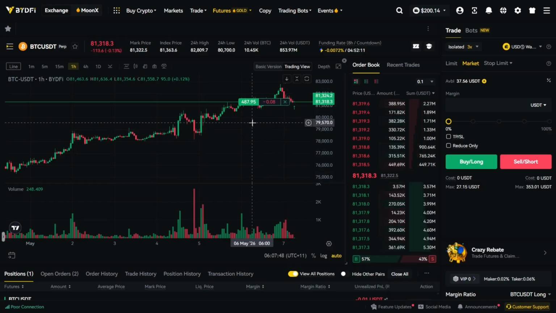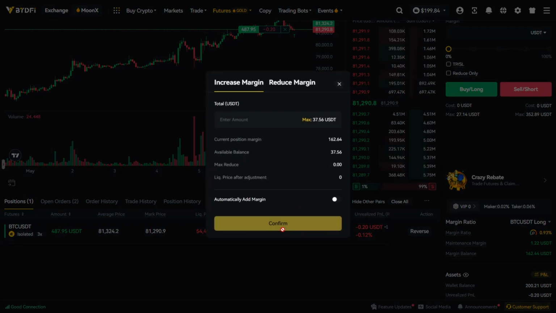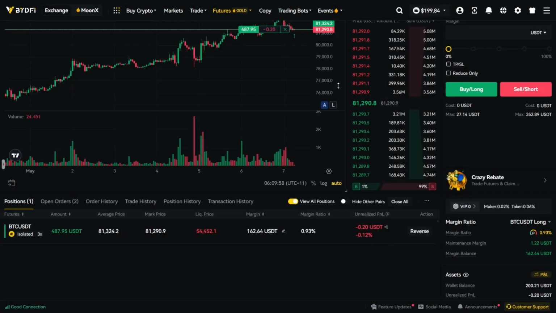We can see our trade on the chart. And also if we scroll down a bit, we can see our position under the Position tab. Here is where we can manage our position. We can see things like the liquidation price, unrealized P&L, which is our profit or loss. We can also manage our margin by increasing it or reducing it.